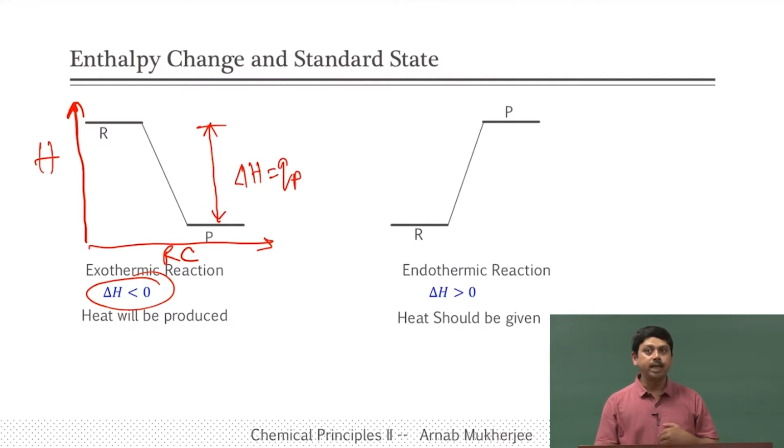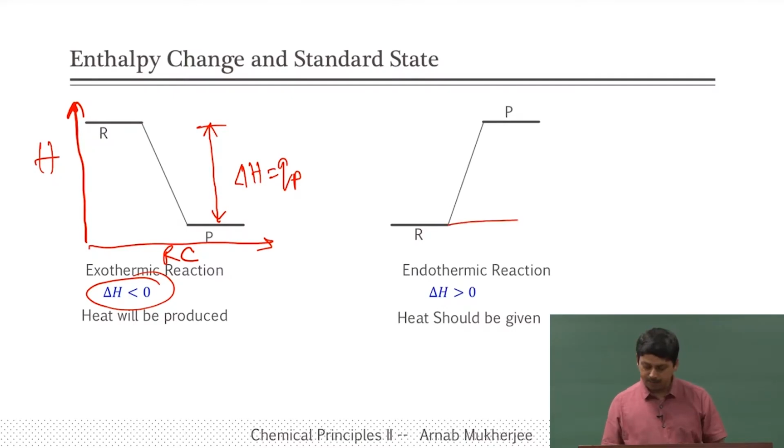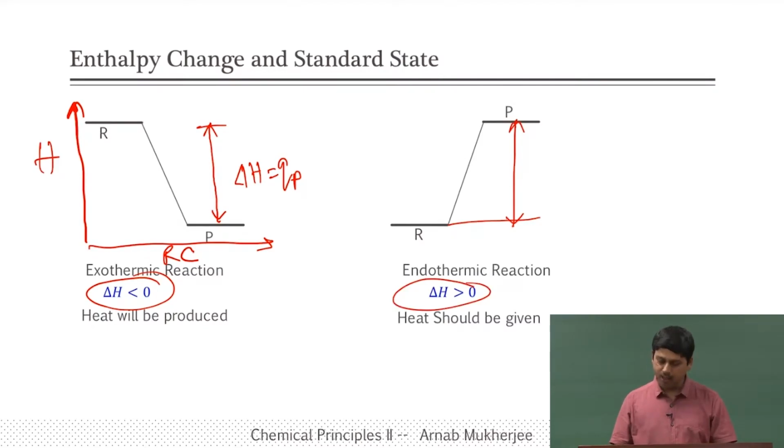Because the heat is getting released in this particular process, we call that an exothermic reaction. In this other process, again this much amount of heat needs to be supplied for the reaction to happen. Delta H is positive and heat is going to be taken in by the system. This is called an endothermic reaction.